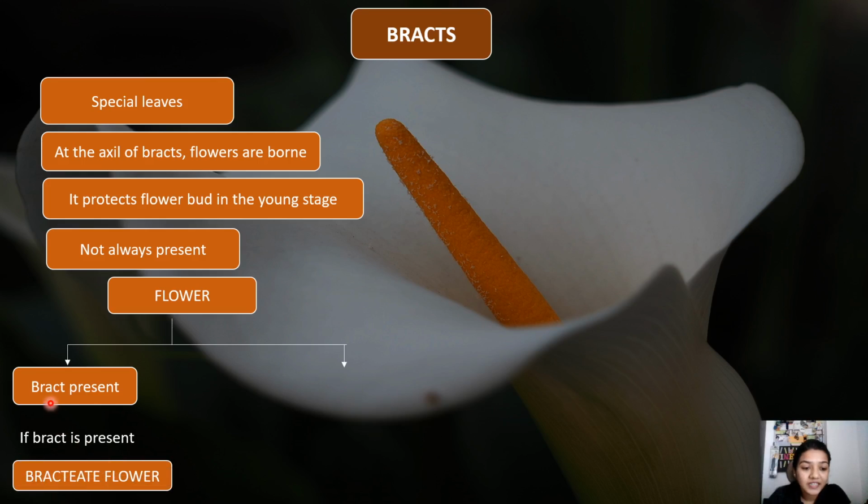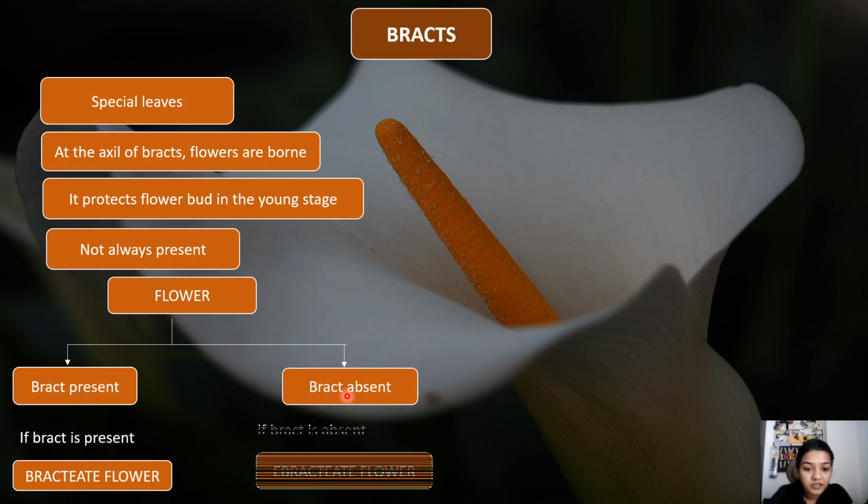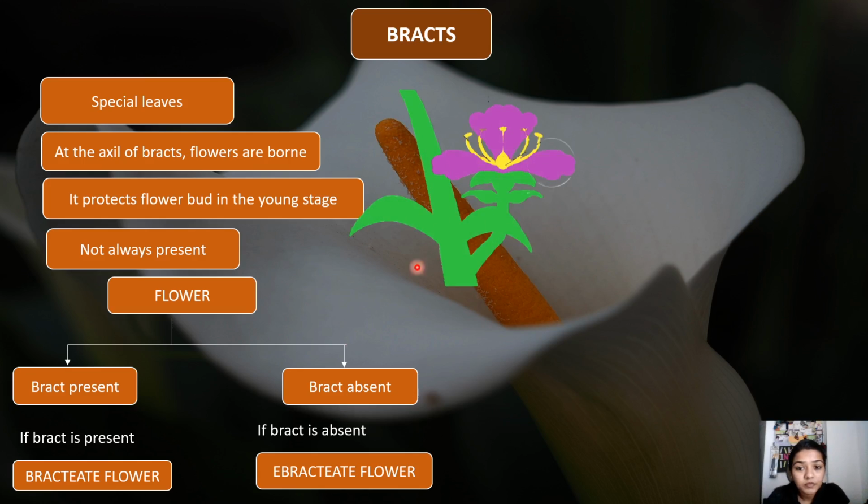So whenever bract is present in a flower we call it a bracteate flower, and whenever bract is absent in a flower we call it an ebracteate flower, right? So flowers can be bifurcated into bracteate and ebracteate depending upon whether the bract is present or absent in the plant, right?